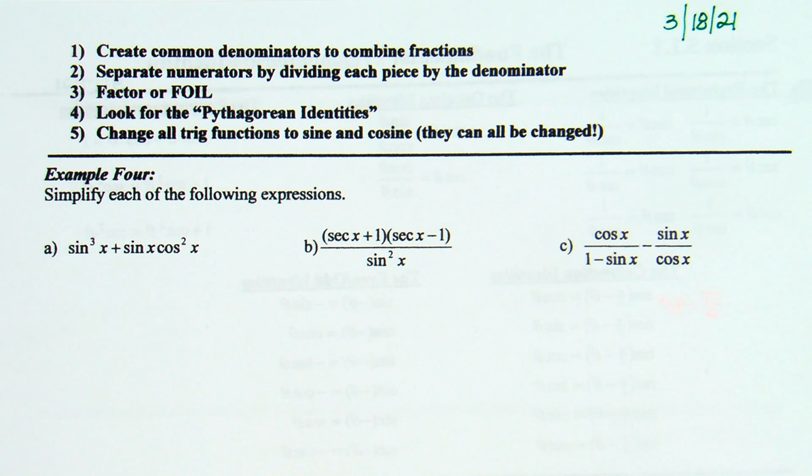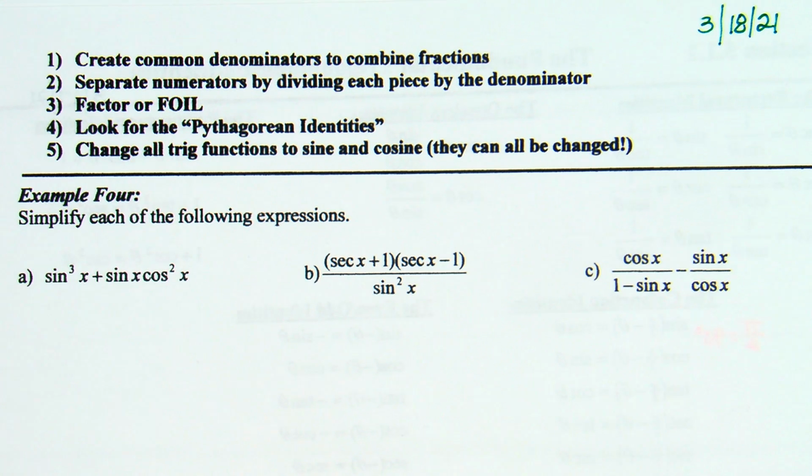Okay? So, looking at example A, the directions are just simplify. So we have sine cubed x plus sine x cosine squared x. And the obvious thing, why can't we add these as is? Yeah, they're not like terms, are they? If this was sine cubed x plus sine cubed x, that's like terms, add them. Okay, but this is a sine cubed x and a sine x cosine squared x. So those are different pieces, so we can't add them.